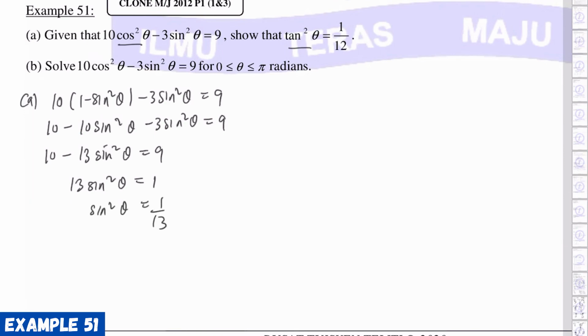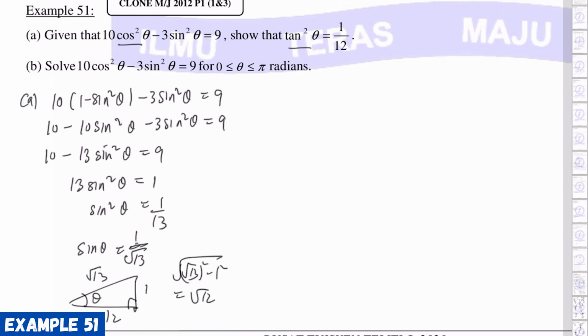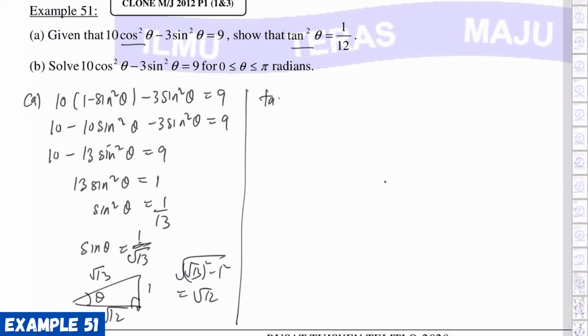So here we have two ways of doing it. Either you write this as a square root of 1/13 and draw a triangle. Now, sine is a ratio of opposite over hypotenuse. My adjacent will be the square root of 13 square minus 1 square, which is root 12, right? Now, with that, I can find tangent. So, tangent theta is opposite, which is 1, over adjacent, root 12. But the moment you square it, then you will get 1/12.